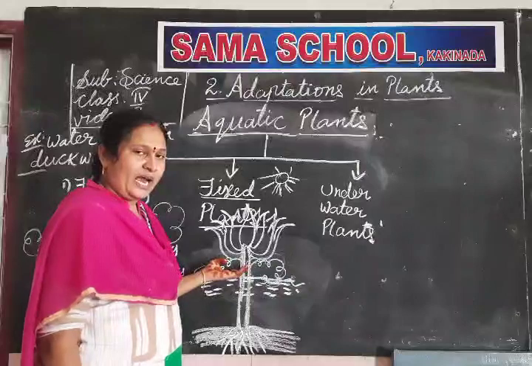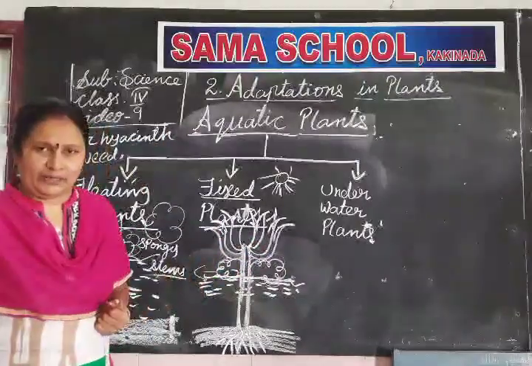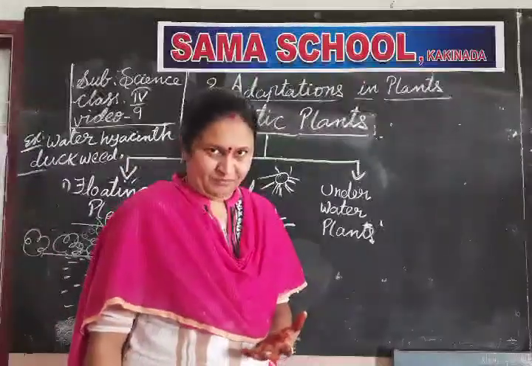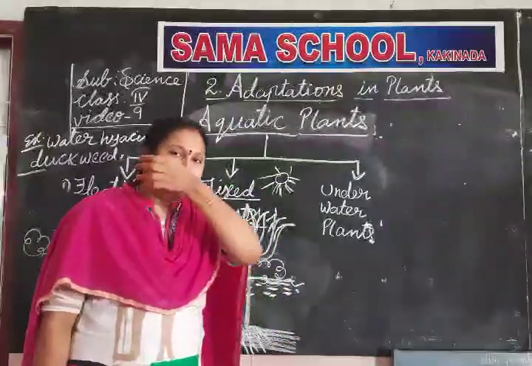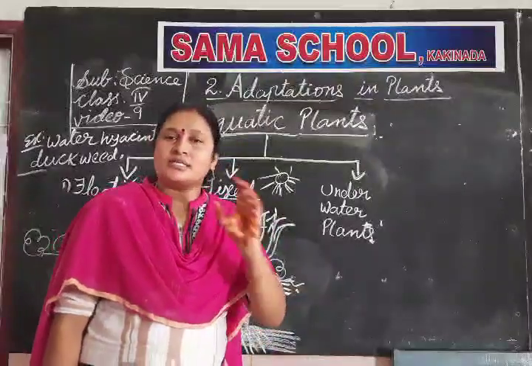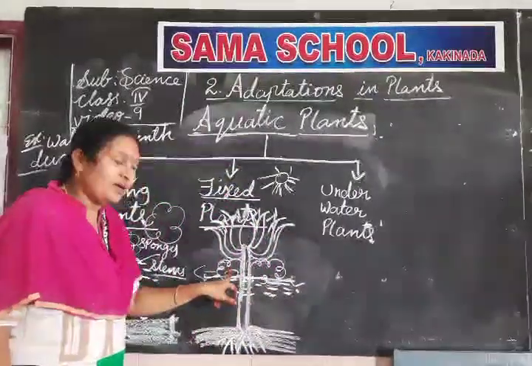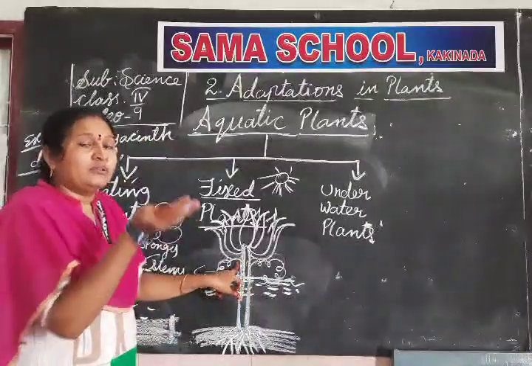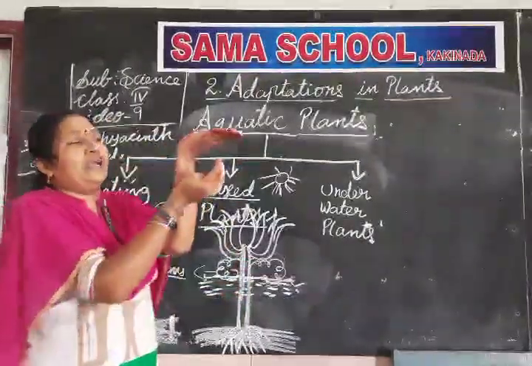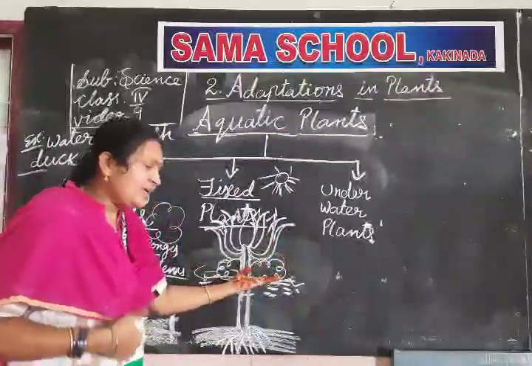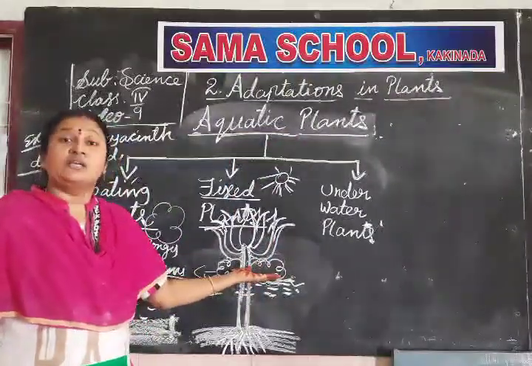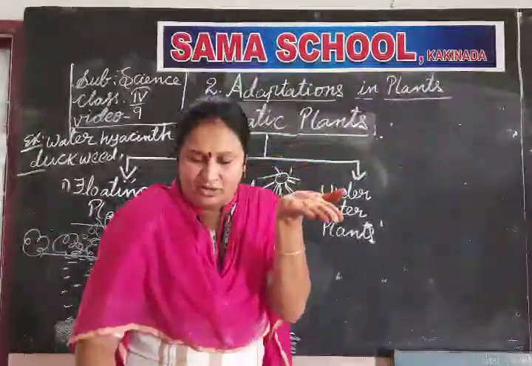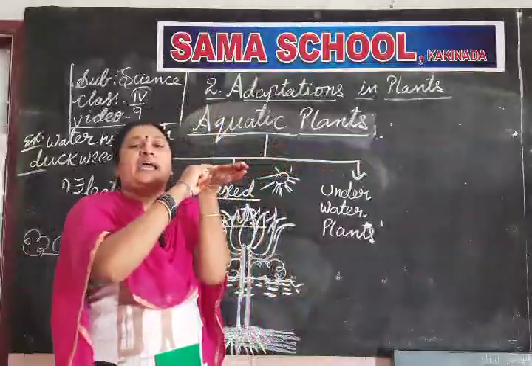In these leaves there are stomata. Every leaf has stomata. Because of the stomata, the plant continues breathing. The stomata are the breathing organ in a plant. Normally stomata are on the underside of a leaf. But in these fixed plants, the stomata are on the surface of the leaf, on the upper side.